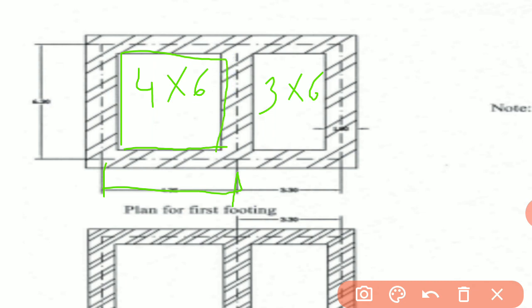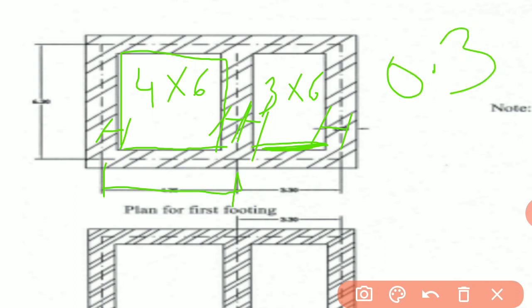So we are going to add up this much width to one side and this much width to the other side. Similarly, the 3 meter dimension is a clear dimension, an internal dimension. So we'll add up half the width here also, and half the width here also, and the width of the wall is given as 0.3.